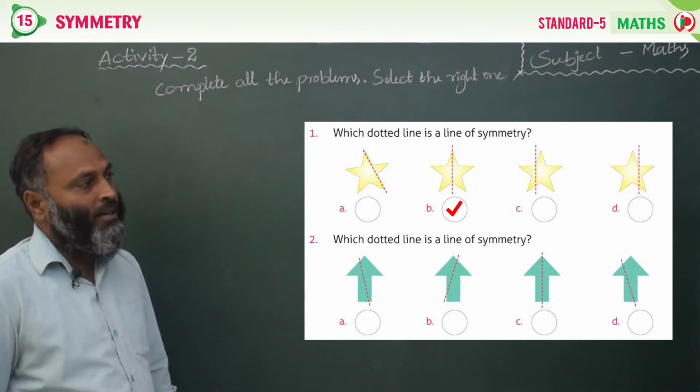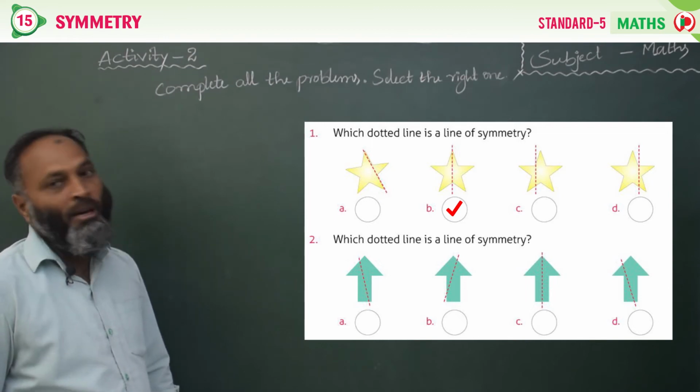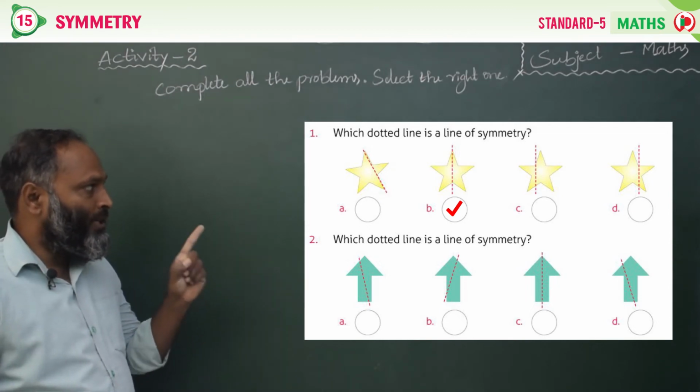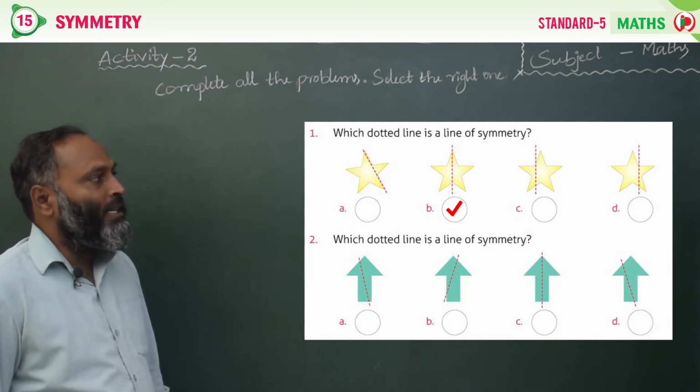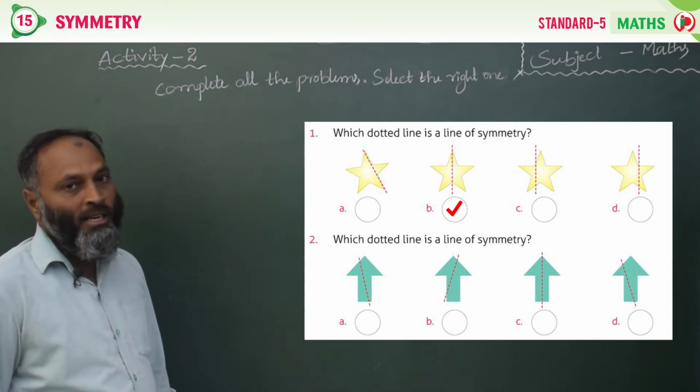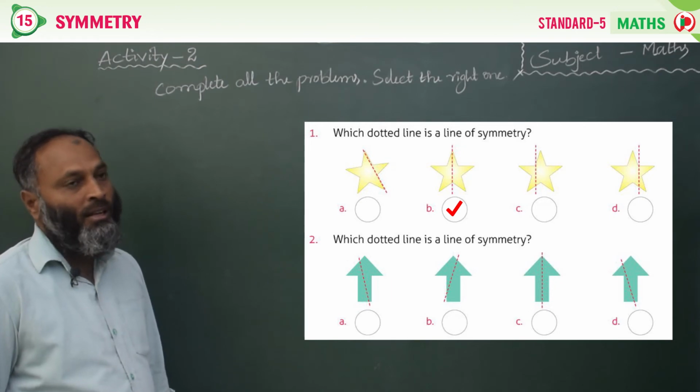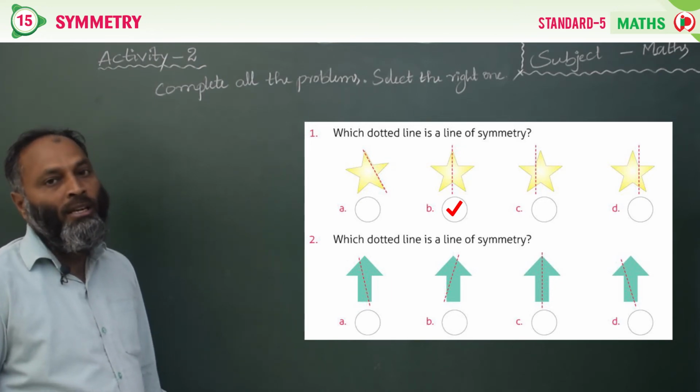In the second one, there is a circle given, and there you keep a tick mark. Okay. B is the right answer. The remaining two slanting lines do not divide the star into two equal halves, so they are not correct. Only B is the right answer.